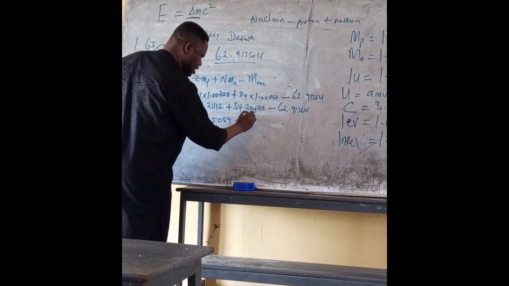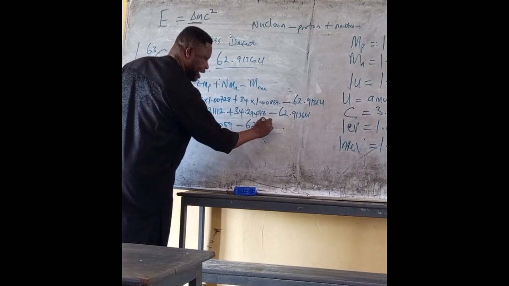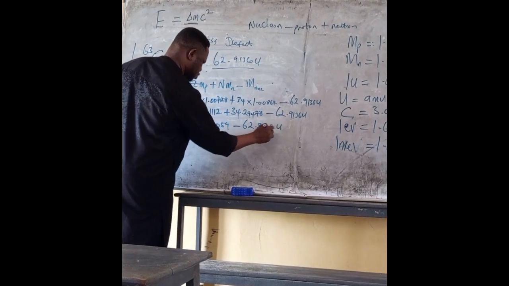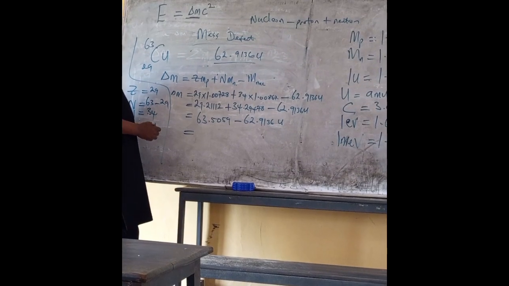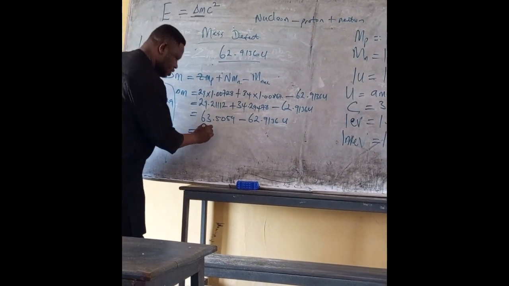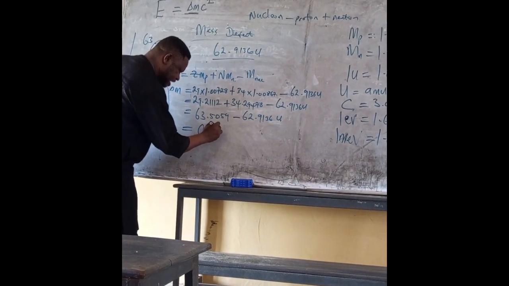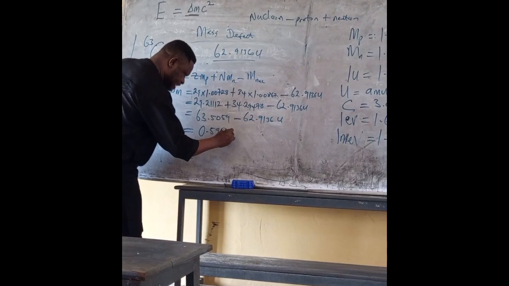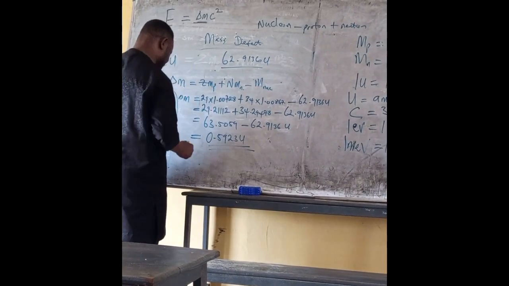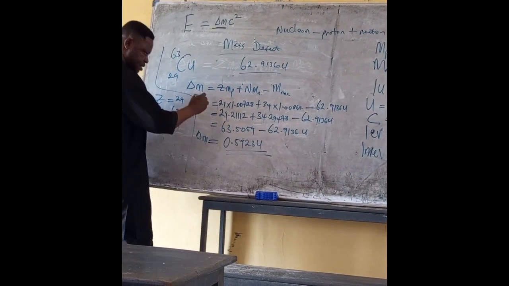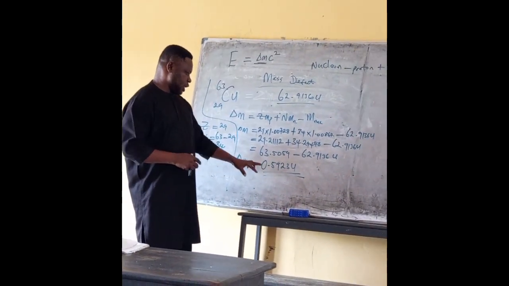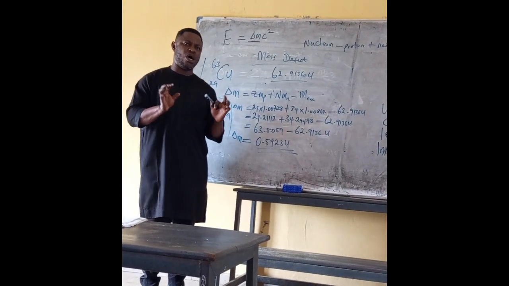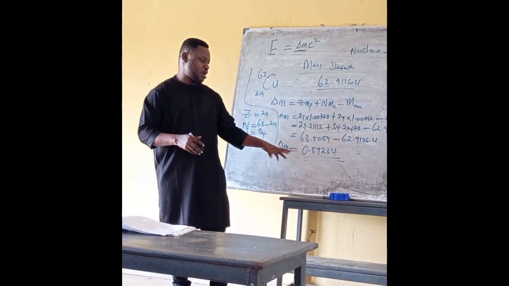63.50590 minus what? 62.9136 U. Take note, there's U there too. So subtract, what are we going to have? 0.5923 U. That is your mass defect. That was a very small difference, a very small value.